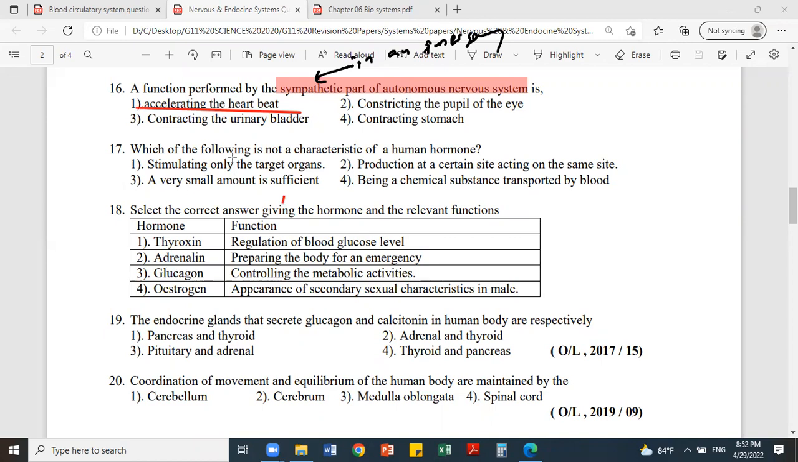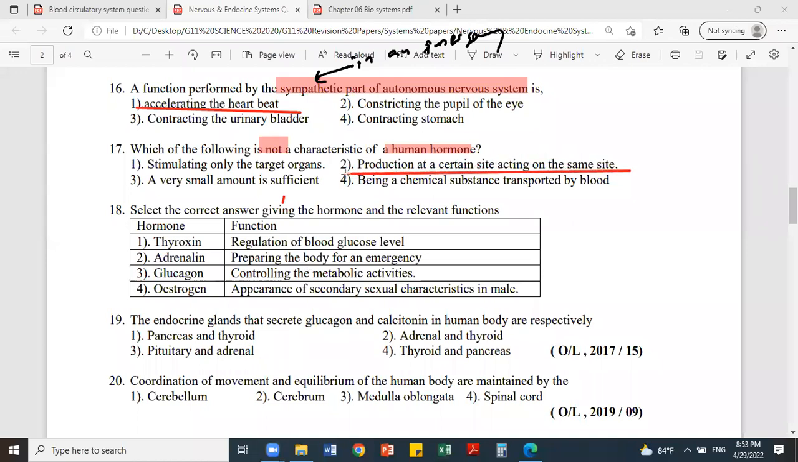Question number 17. Which of the following is not a characteristic of a hormone? Not a characteristic of human hormones. I'll ask the answer for the 17th one. Some of you give the fourth answer, some of you the second answer. Not a characteristic: second answer. Very good, the answer is second.